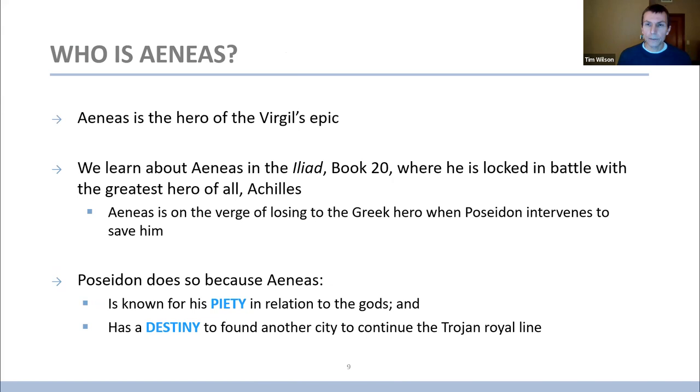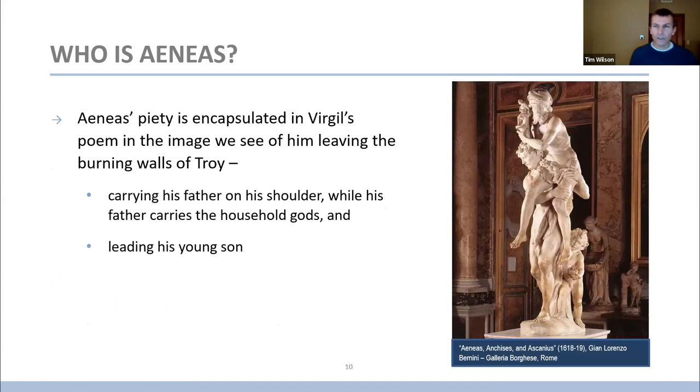Poseidon does so because Aeneas is known for his piety. And this will be an important theme in Virgil's epic. And because he has a destiny to found another city and continue the Trojan royal line. So two important parts of Virgil's epic are this fact of Aeneas's piety and his destiny to found this continuation of the Trojan people.